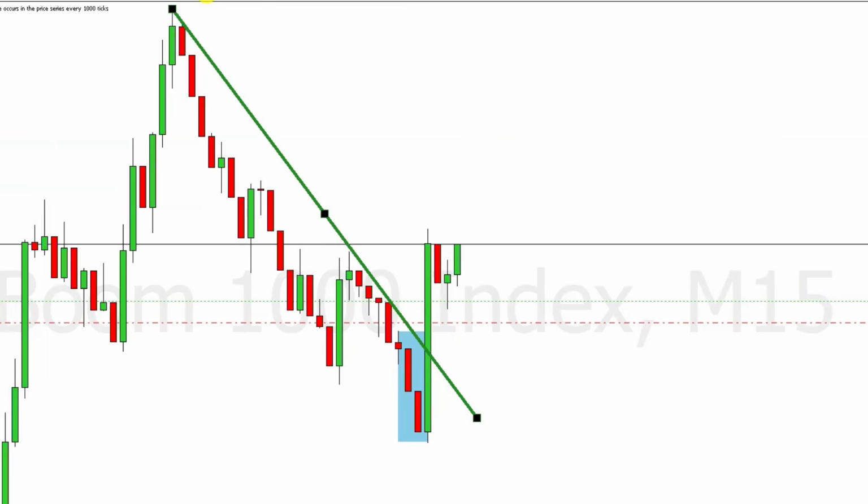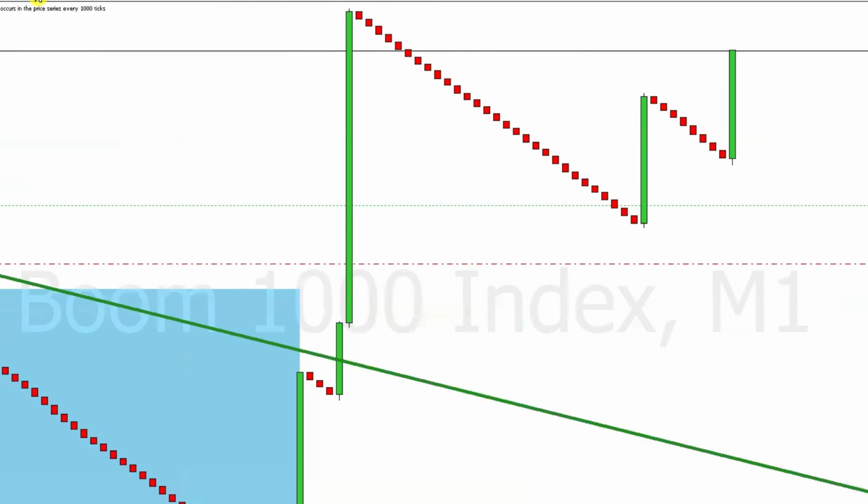So there's another spike that happened. Let's just go back. You can see after that series of small candles, there's another spike that just occurred just now. Can you see that?